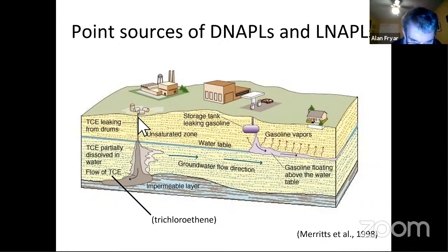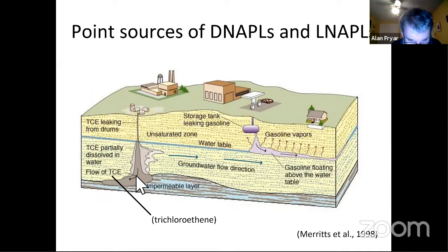So because TCE is a non-aqueous phase liquid, it leaks and goes down to the water table, and some of the TCE will dissolve and move in the direction of groundwater flow and create what we call a contaminant plume, called a plume because it's kind of shaped like a feather. It's elongated and rounded.